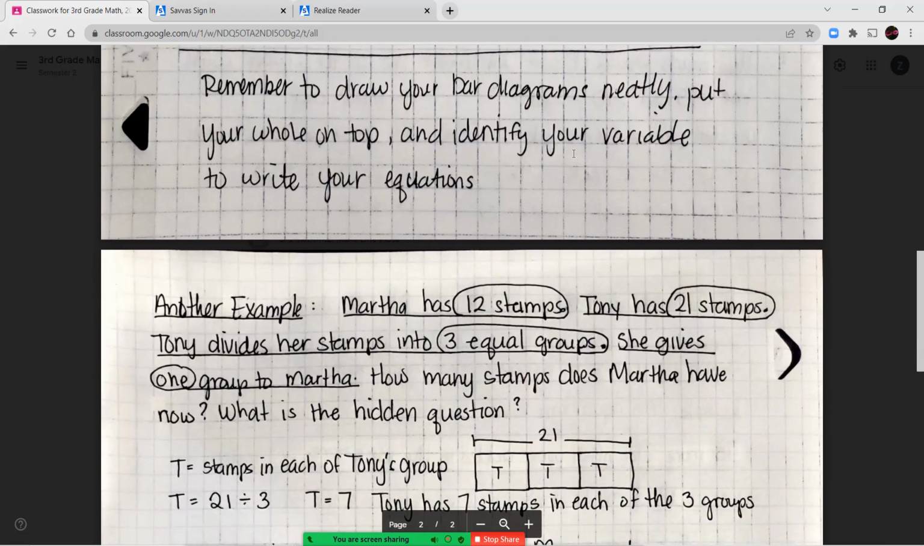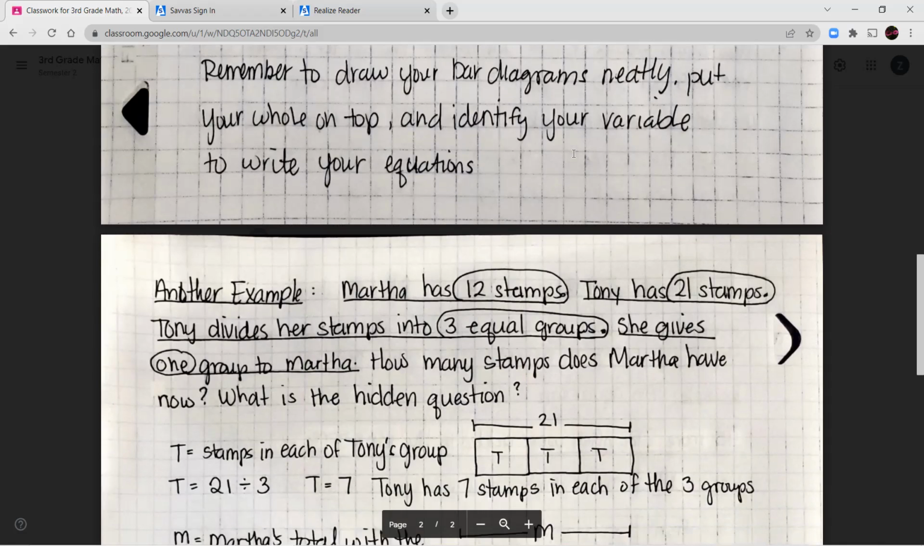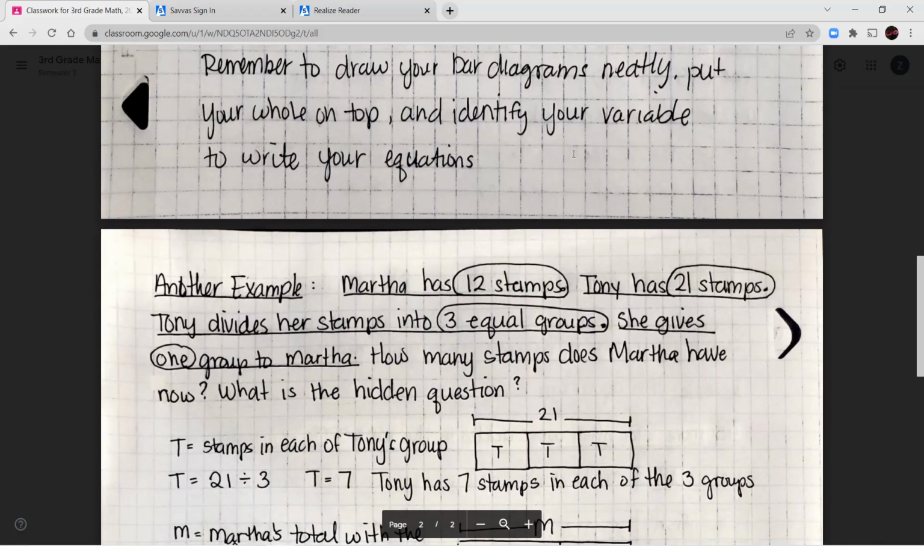Martha has 12 stamps. Tony has 21 stamps. Tony divides her stamps into 3 equal groups. She gives one of the groups to Martha. How many stamps does Martha have now? What is the hidden question?